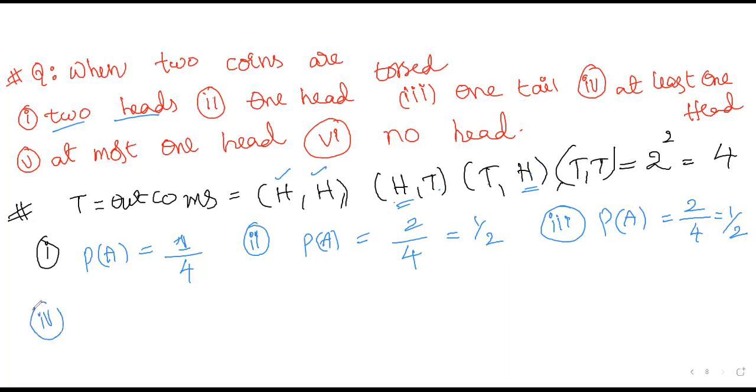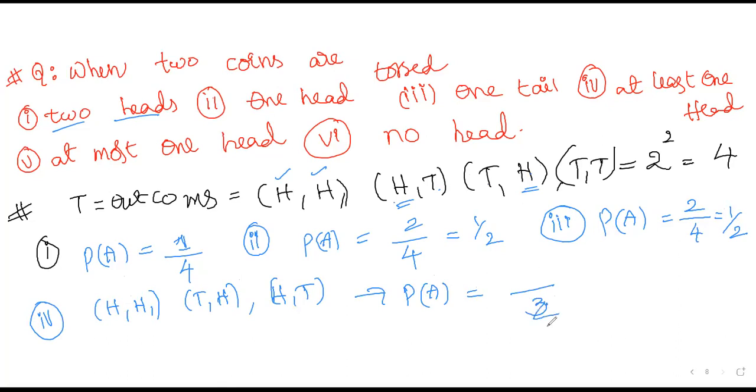Then fourth question: at least one head. At least one head means how many can you get? 2 heads you can get. Isn't it? Yes. At least means one or more. Then one tail, one head is also considered. Then one head, one tail is also considered. The total outcomes are 4. The favored outcomes are only 3. So that is 3 out of 4.